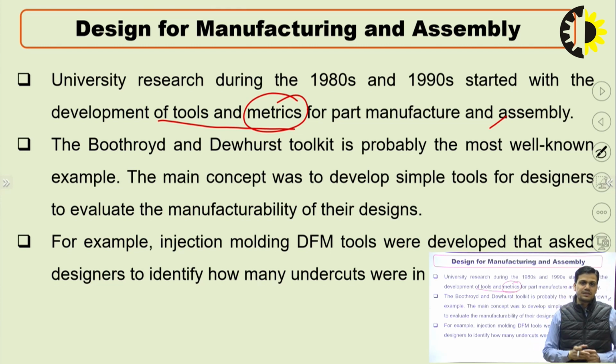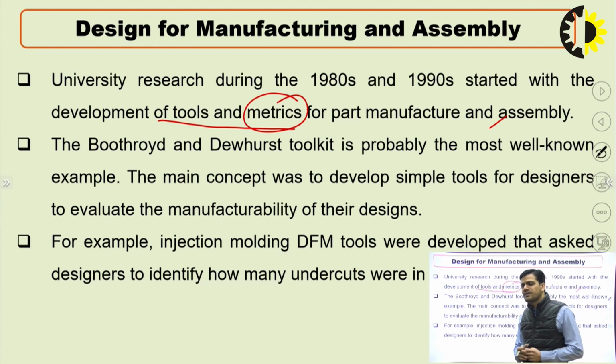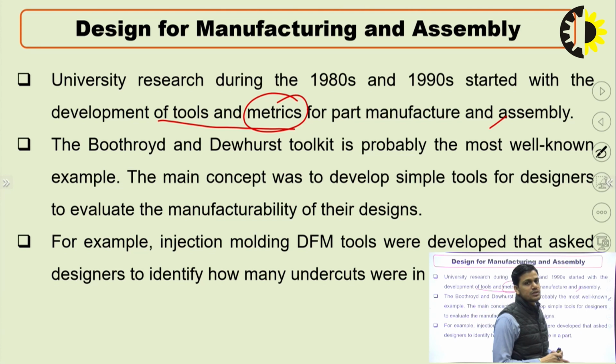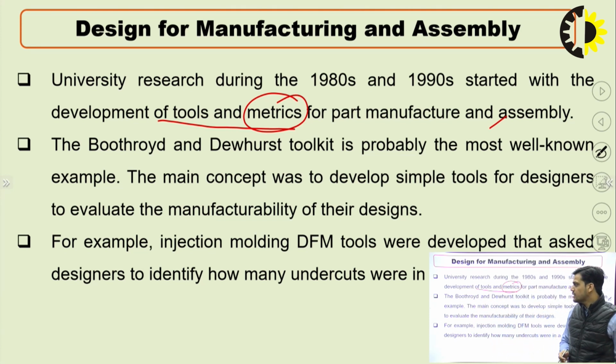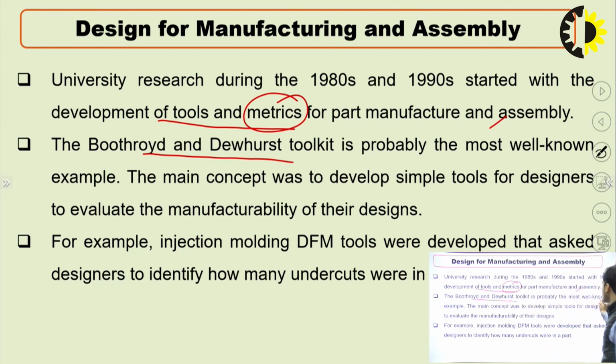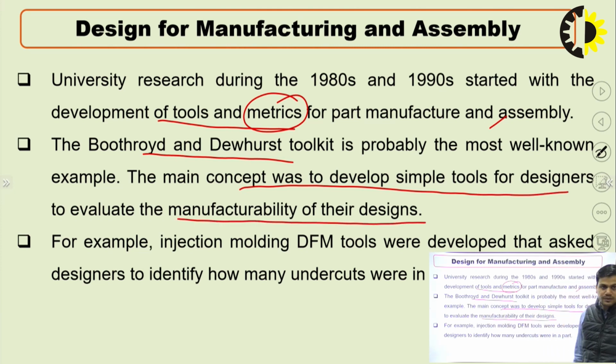These are bolts of some specific unit that can be used everywhere. If some company is making nuts and some company is making bolts, you can do the assembly for that. The Boothroyd and Dewhurst toolkit is probably the most well-known example, and the main concept was to develop simple tools for designers to evaluate the manufacturability of the design, so that they can manufacture these particular designs.